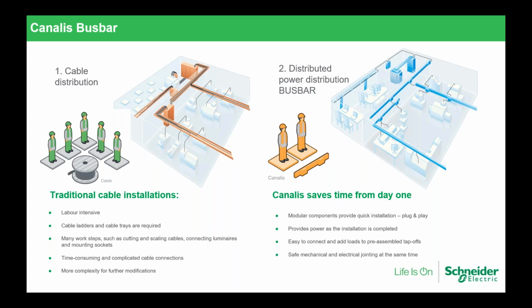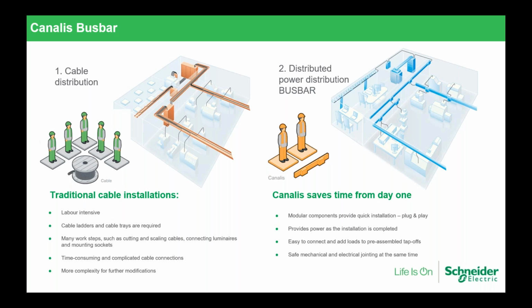So as I said, we have, for instance, what we call cable distribution or centralized distribution. We say centralized because all the cables are going out from the main switchboard and going to the several panel boards or several sub-distribution boards.